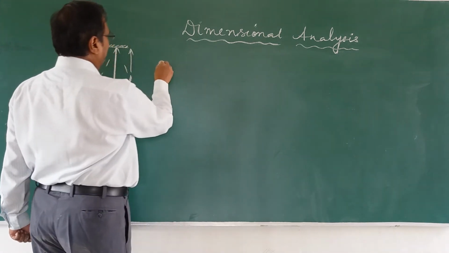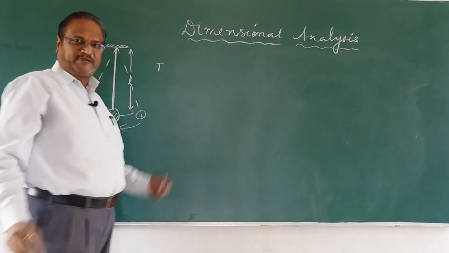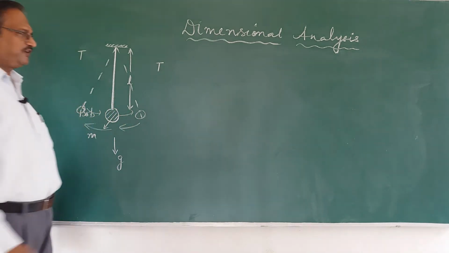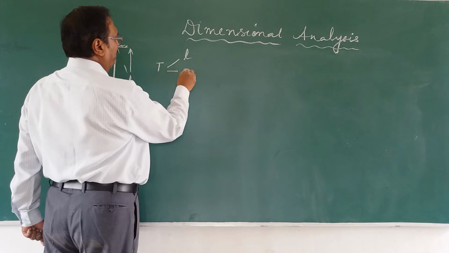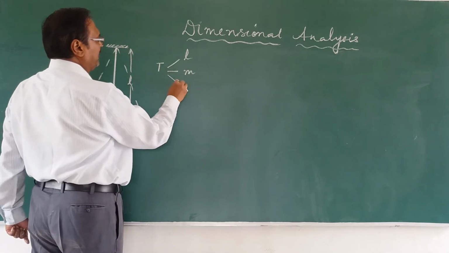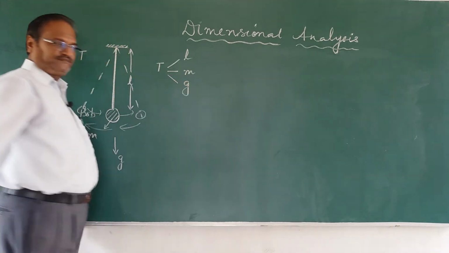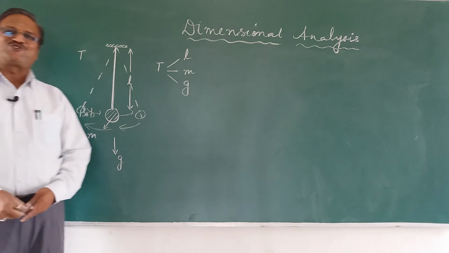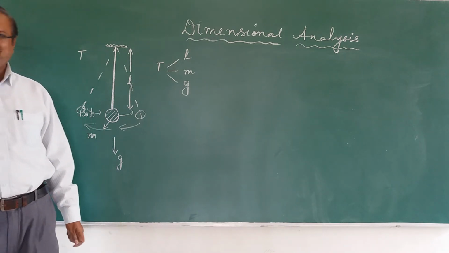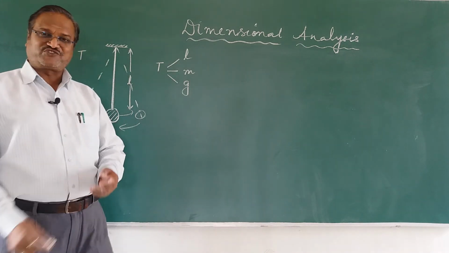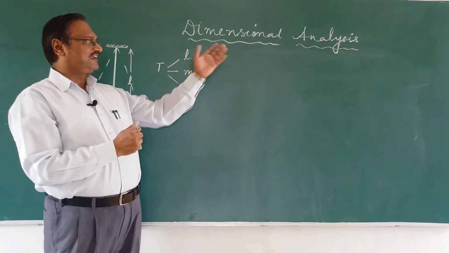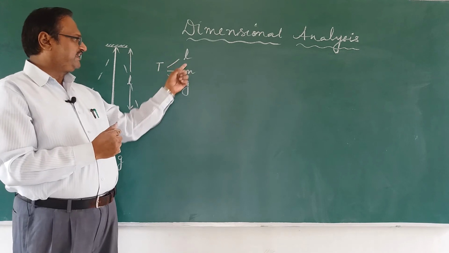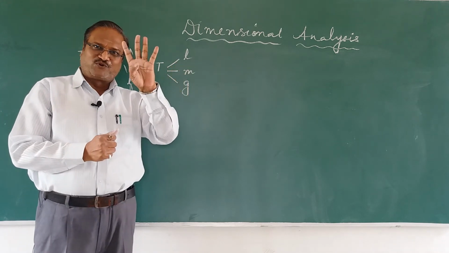Let us say the time period of a simple pendulum, the time taken for one oscillation, depends on the length of the pendulum, the mass of the bob, and the acceleration due to gravity. Remember, this is also one of the weaknesses, or shortcomings, of dimensional analysis. You can take only 3 quantities. You can't do it with 4 quantities.